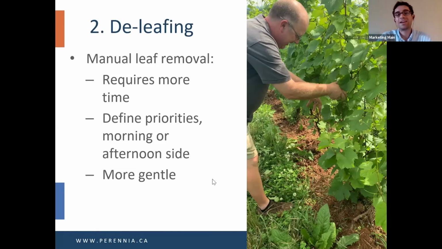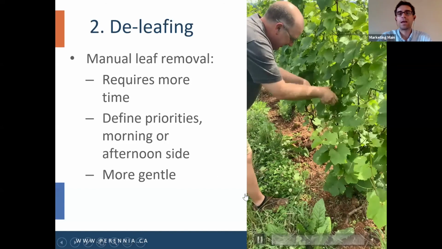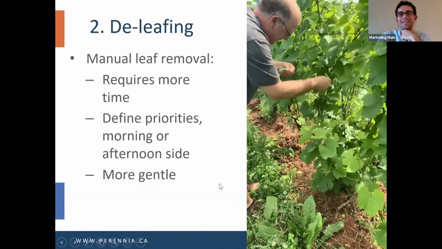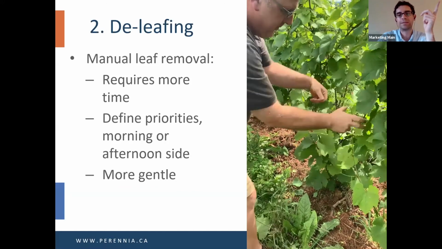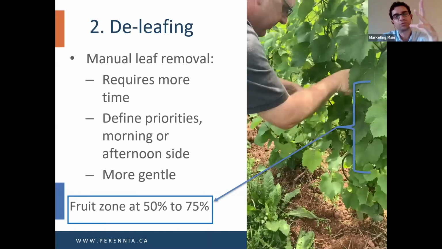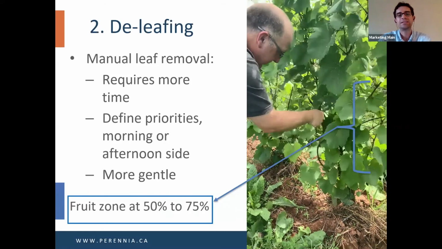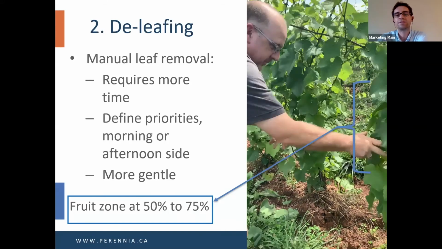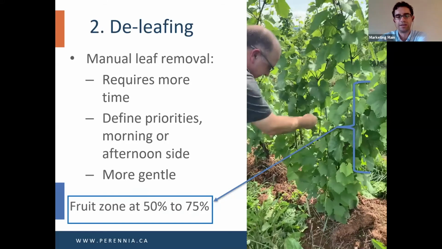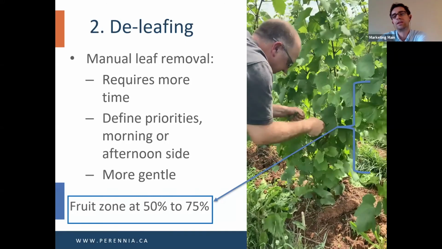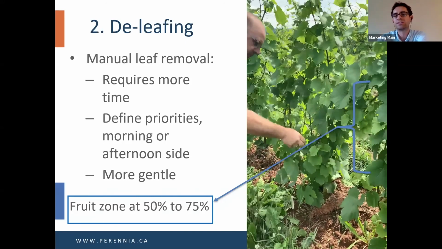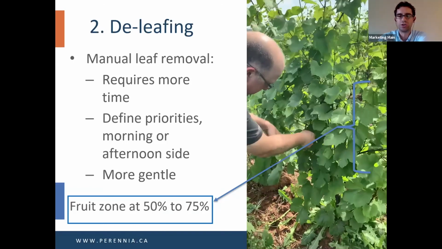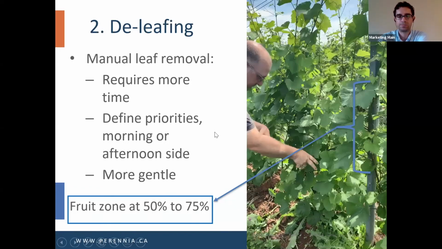And one advantage of manual removal is that it's more gentle. In this video, we have Steve who is de-leafing the vines, shown with some speed just to show that it's so gentle and so slow. He's putting priority on the fruit zone, taking between 50 to 75% of the leaves, because he just wants to increase the aeration and improve the penetration of the fungicide.